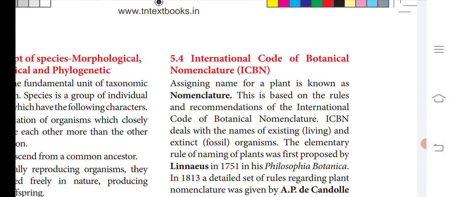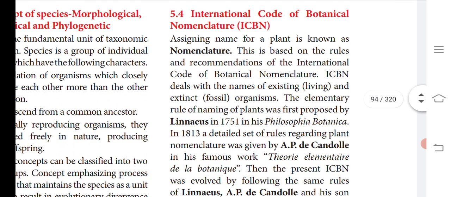Then coming to ICBN, this is most important for explanation and also for the expansion. International Code of Botanical Nomenclature. So, assigning name for the plant, what is assigning? Giving name for the plant is called nomenclature. This is not being done simply. Once you are naming the plant, it should be done following certain rules. This is based on the rules and recommendations of the International Code of Botanical Nomenclature.